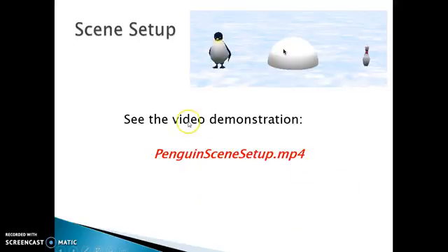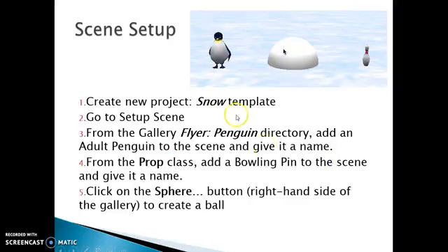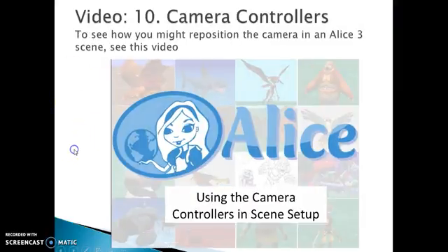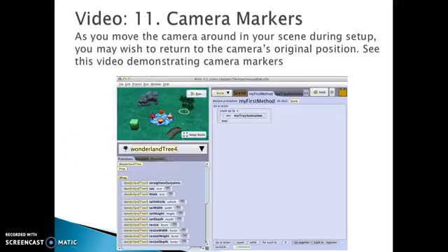If you are interested in learning more about this, we've talked about the videos that are available to you. This is one of them, Penguin Scene Setup MP4. So what we're going to do is pick a snow template. That makes sense because they're in the Arctic. You go to the setup scene, you'd pick a penguin, you'd pick a bowling pin, and the sphere could be the best thing for the ball. Another video if you want to check it out is how to control these things. So many videos.